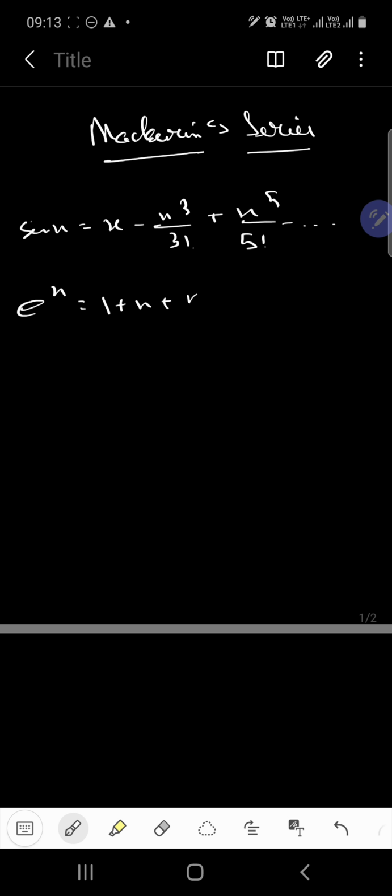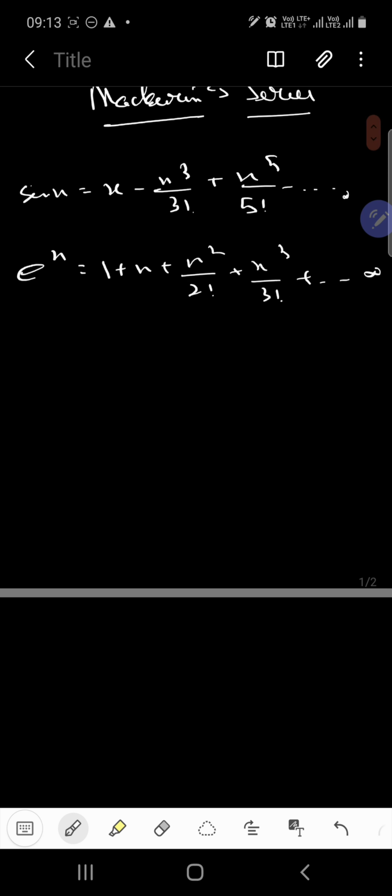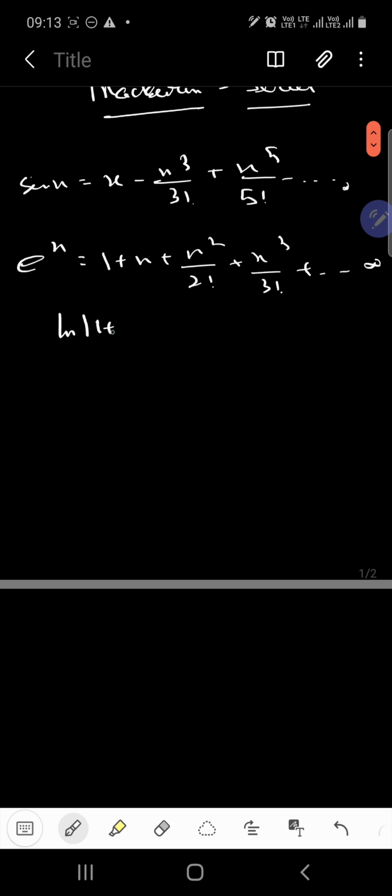We have already studied that we can expand certain functions with respect to x, right? For example, we can write sin x as x minus x cube over 3 factorial plus x to the power 5 over 5 factorial and so on. We can extend up till infinity. We can expand e to the power x as 1 plus x plus x square over 2 factorial plus x cube over 3 factorial, and we can move on till infinity. Similarly we have expansions of ln of 1 plus x, tan x and so on.